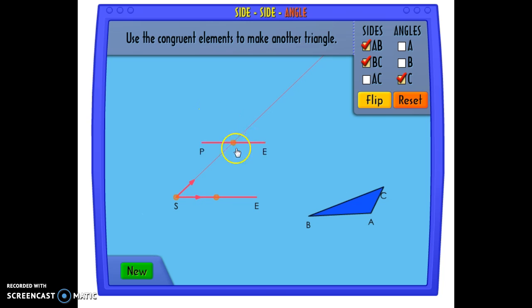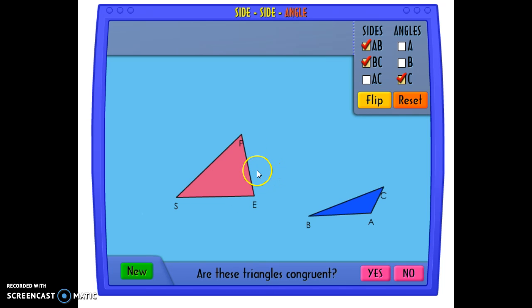Remember, the elements have to go right on top of each other. So there you go. Now I've got angle E there. So now I've got two triangles made up of the same elements, but they're not congruent. Take a look. This pink triangle doesn't look anything like this blue triangle.